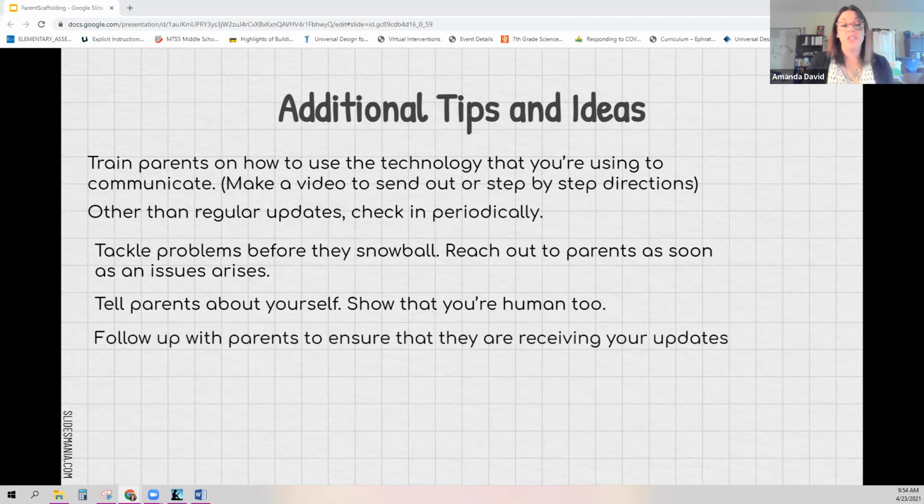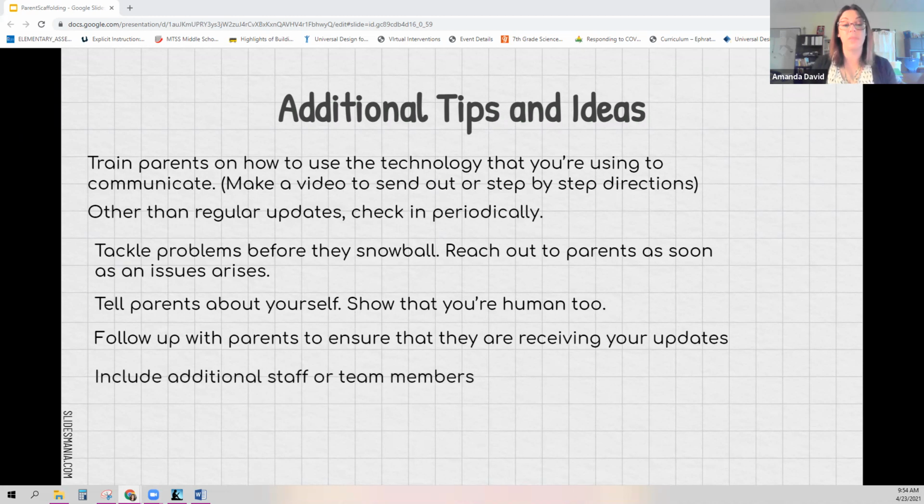Follow up with parents and ensure that they're receiving updates. So not just if you're not hearing from the parents, but just checking in and saying, hey, just want to make sure that this email address is still current. I wanted to make sure that this phone number was still current. Susie mentioned that you're getting a new phone. Just wanted to make sure that you are still using this number, things of that nature.